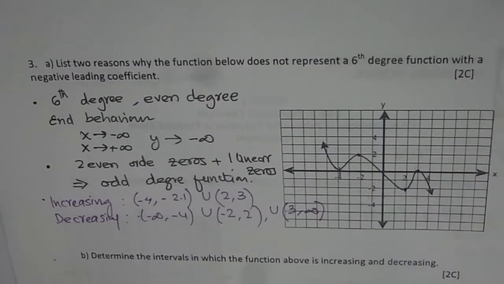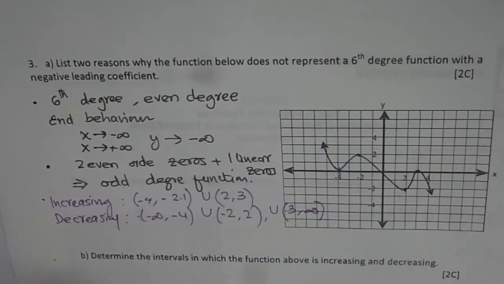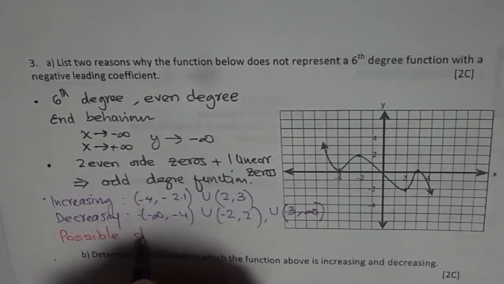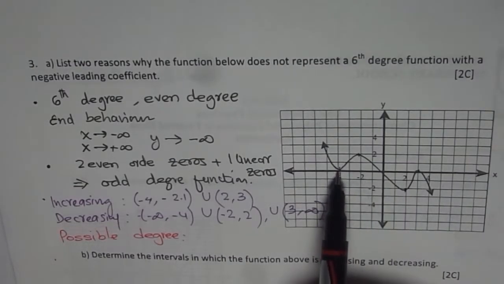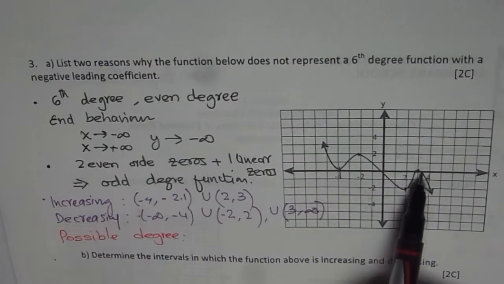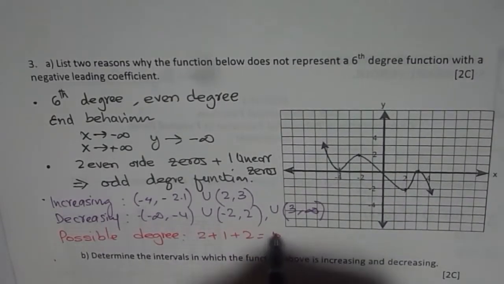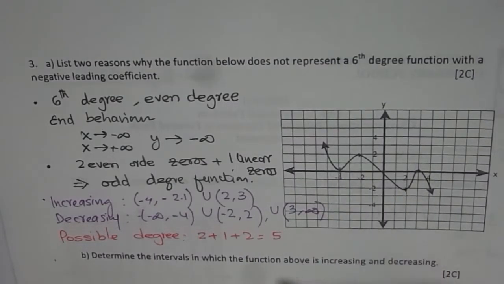Now the question is, what possible degree may the function above represent, right? So can you write down the possible degree? So let me answer that question also. Possible degree. Can you tell me? Possible degree could be 2 plus 1 plus 2, right? So it is 2 plus 1 plus 2. That is one of the possible degrees. We are assuming these are of 2, right? So that is one of the possible degrees.